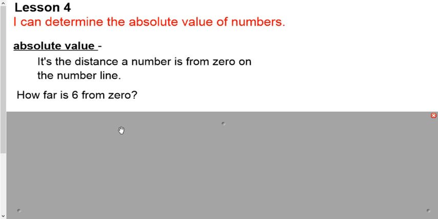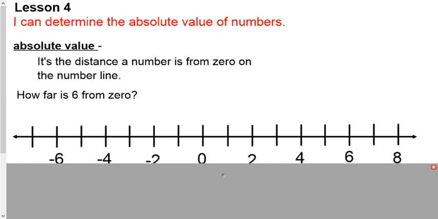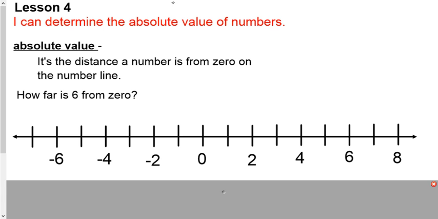So if we said how far is 6 from 0, and we looked at a number line, here would be positive 6, it's a red dot on here. And then we ask ourselves how many spaces from 0 is it. Now hopefully you're already thinking 6, but if not, here it is. 1, 2, 3, 4, 5, 6 spaces. So how far is 6 from 0?